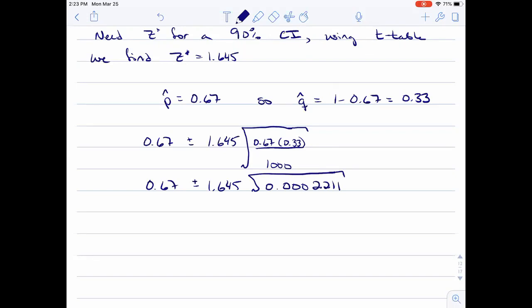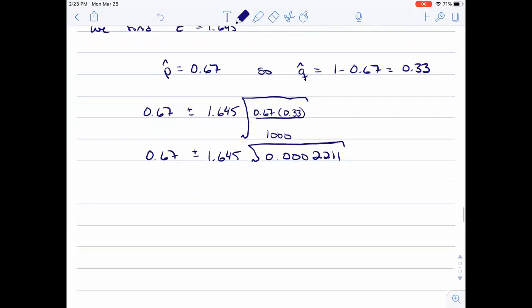Don't forget the square root. So if you're working on the assignment and you're getting these huge, unreasonable values, then you've probably forgotten to take the square root. Okay. So square root that, or I guess in this case, really small values. 0.67 plus minus 1.645 times 0.014869432.